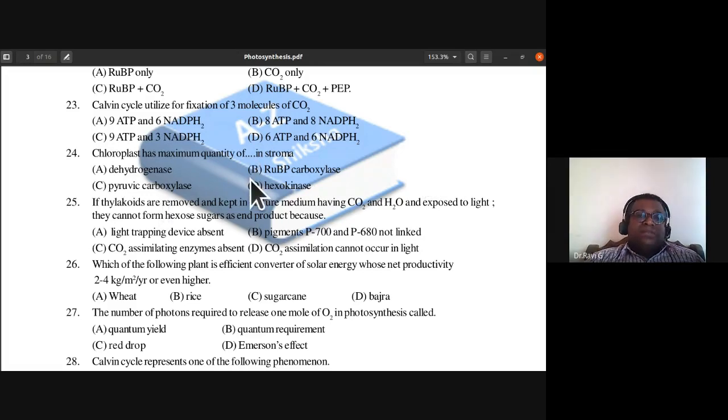See, chloroplast has maximum quantity of dash in stroma. In the Calvin cycle, for one molecule I would have told you 3 ATP and 1 NADPH2, isn't it? So you multiply it by 3, it becomes 9 ATP and 3 NADPH2 also. So chloroplast has maximum quantity of dash in stroma: dehydrogenase, RuBP carboxylase, pyruvic carboxylase, hexokinase. What is maximum in the stroma of chloroplast?